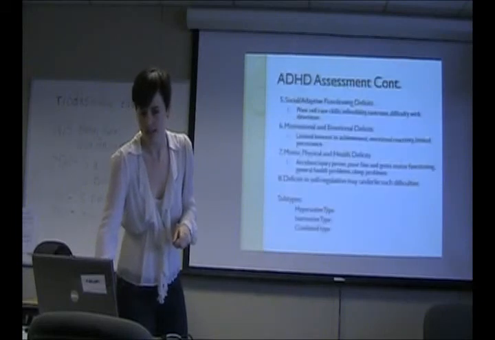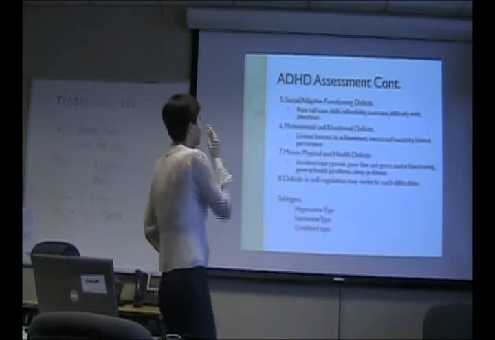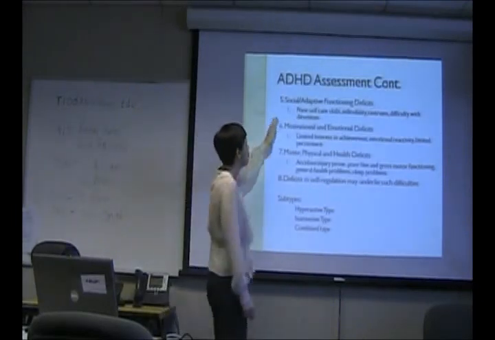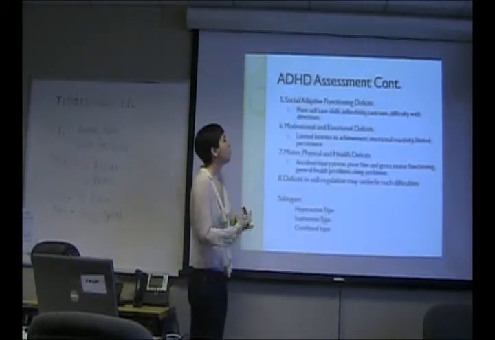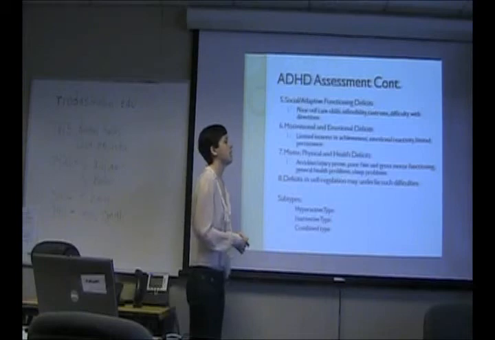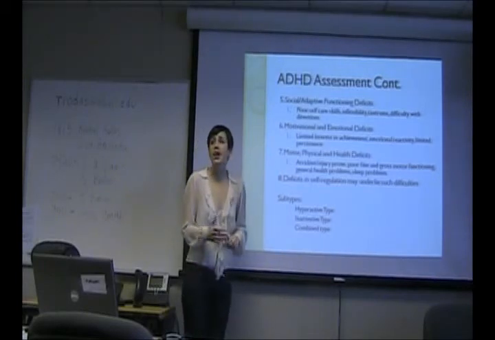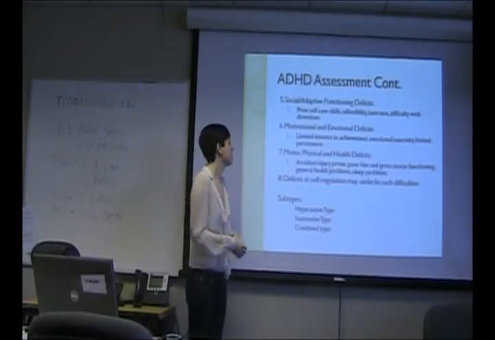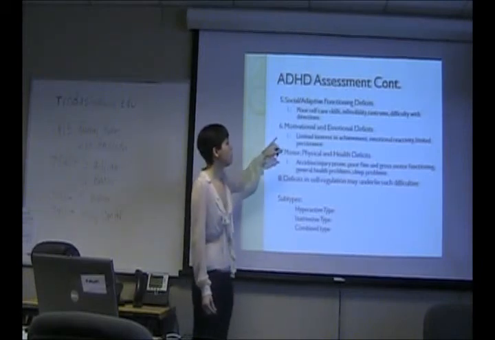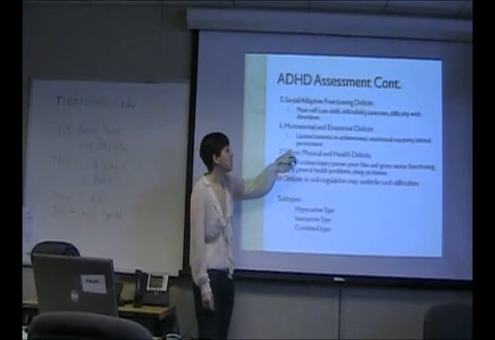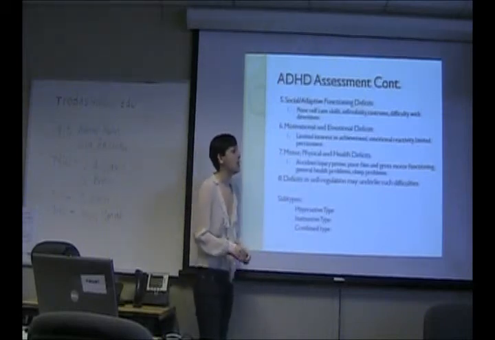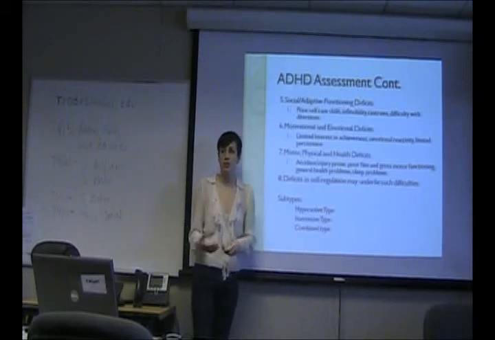Next. Okay. Then you're going to look at any social and adaptive functioning deficits that may be there. You're going to look at poor self-care skills, inflexibility, tantrums, and difficulty coping with directions. You're also going to look at motivational and emotional deficits. Alright? If they have a limited interest in achievement, they're emotionally reactive, or they have a limited sense of persistence.